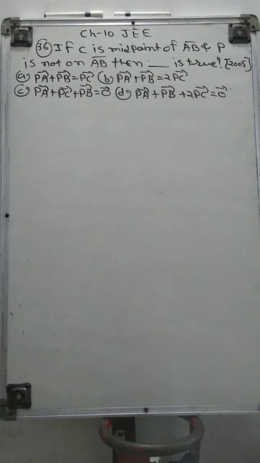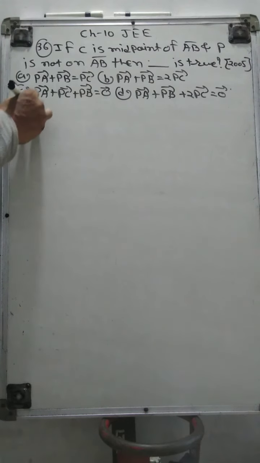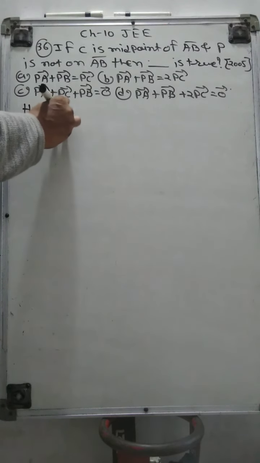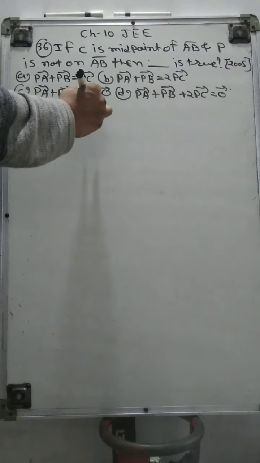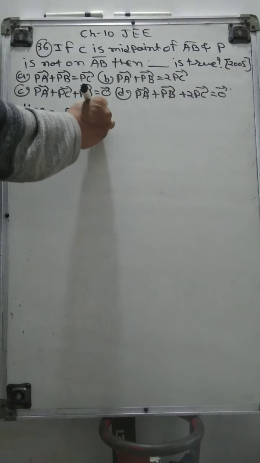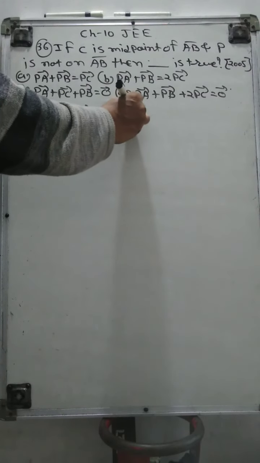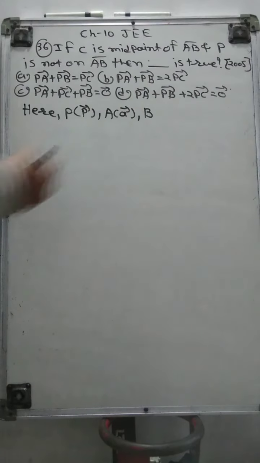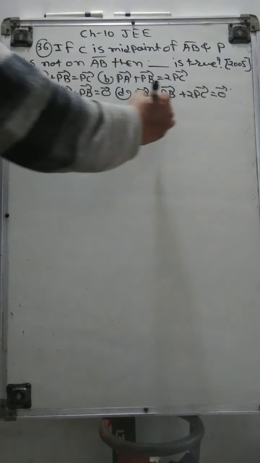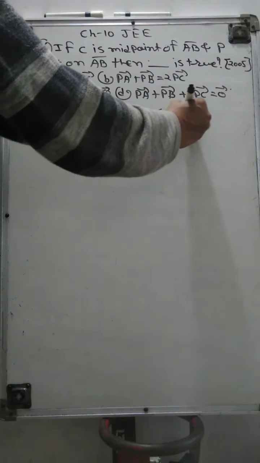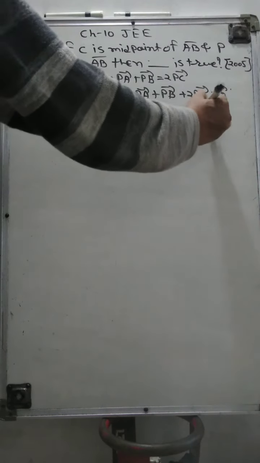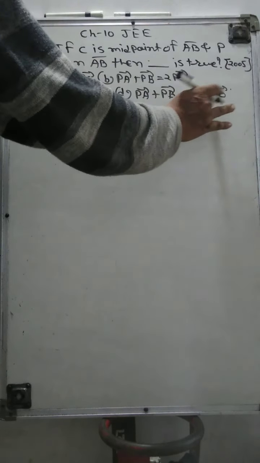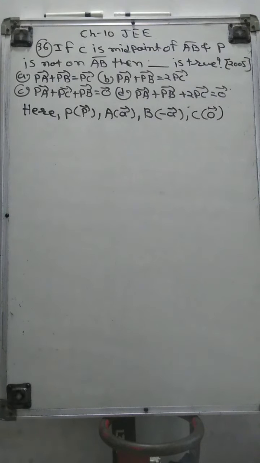So first of all, we assume that P is P bar, A is A bar, B is minus A bar, and C is 0 bar. Here we take the position vectors of all the given terms.